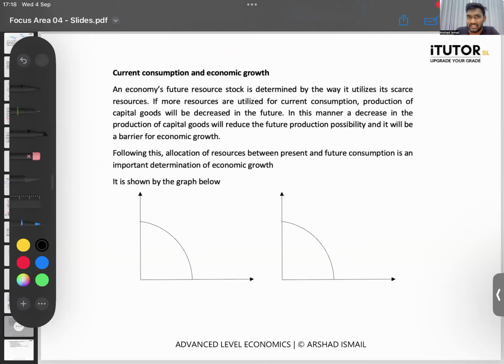So last week I was in India for a small 1 week. A good example that I can give you is based on this: the example between current consumption and economic growth.